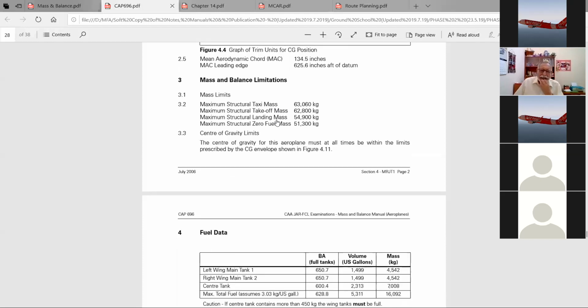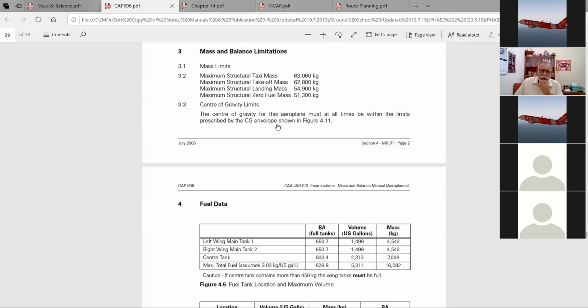Okay. Then we cover over here that the center of gravity for the aeroplane must be at all times within the limits prescribed by the CG envelope shown in figure 4.11. We'll come to that figure 4.11 a little later.